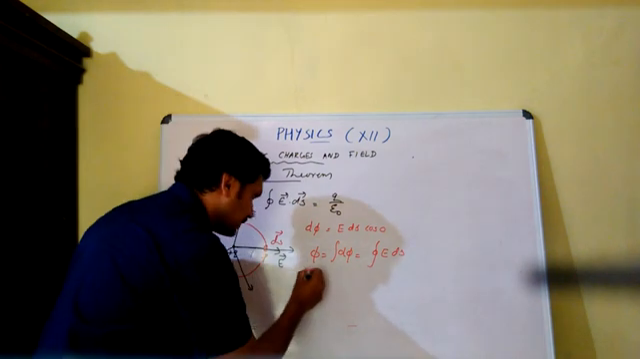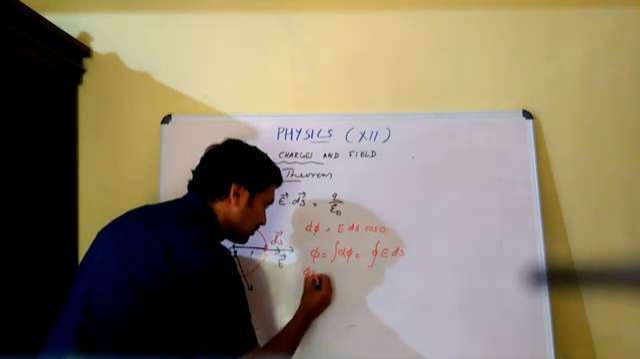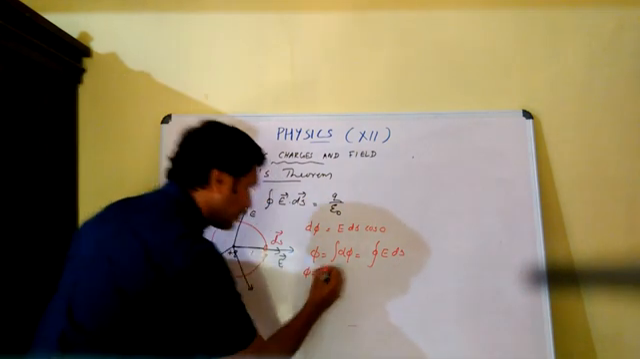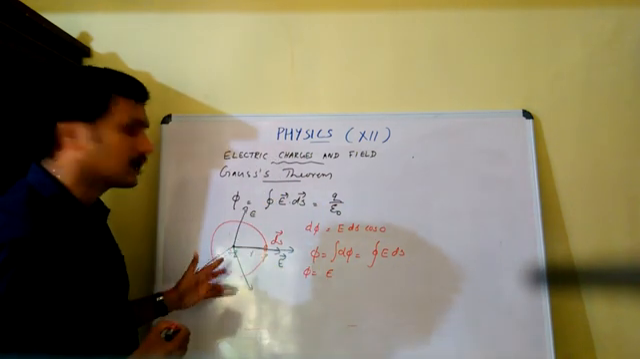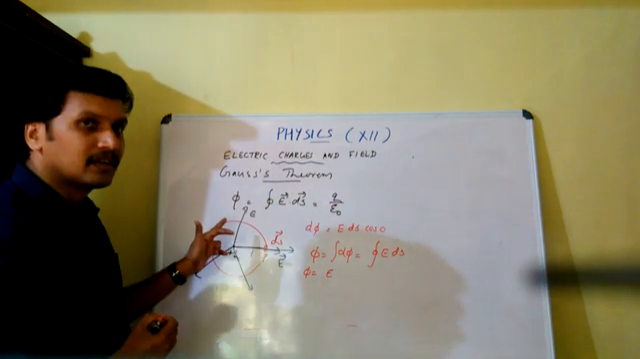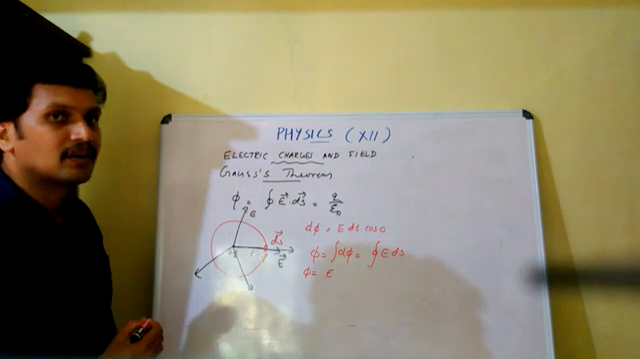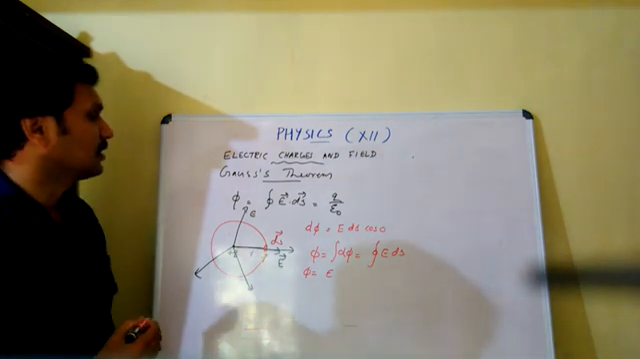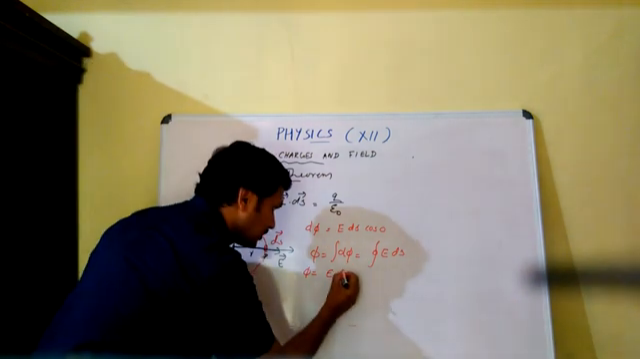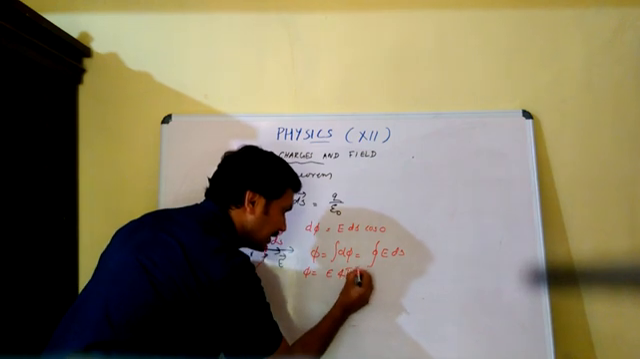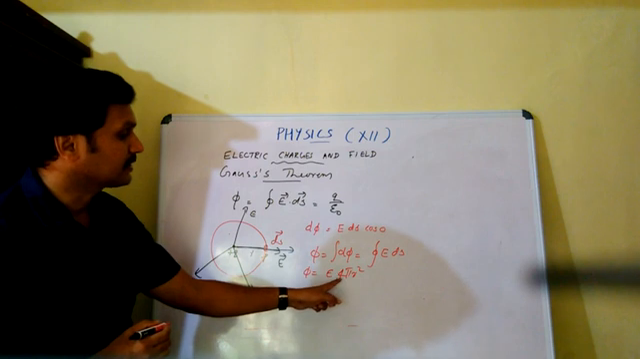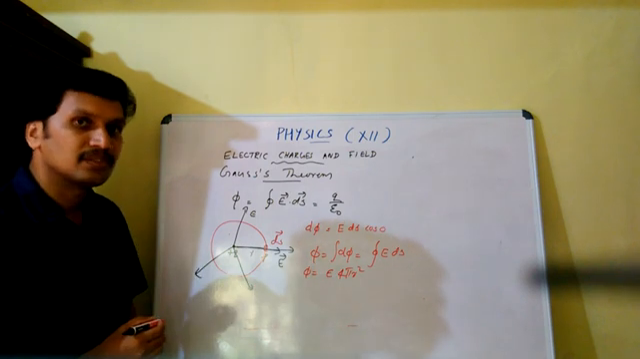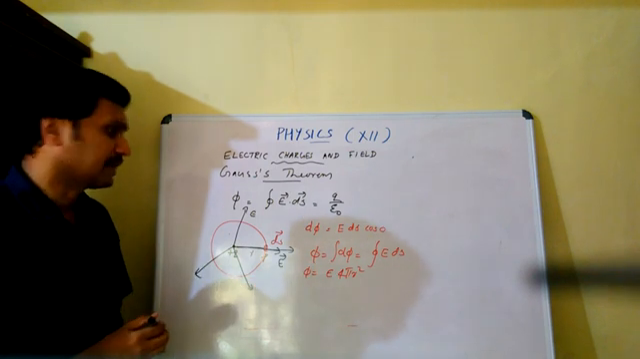The total flux is phi equal to E, keeping it outside, into the integral of ds. What is the integral of ds? It is the total surface area. The total surface area is equal to the integral of ds, which is 4 pi r square, since this is a sphere of radius r. So the flux is E into 4 pi r square.